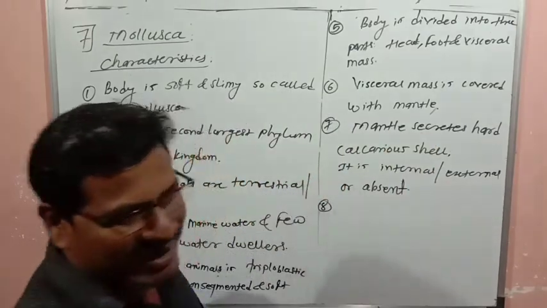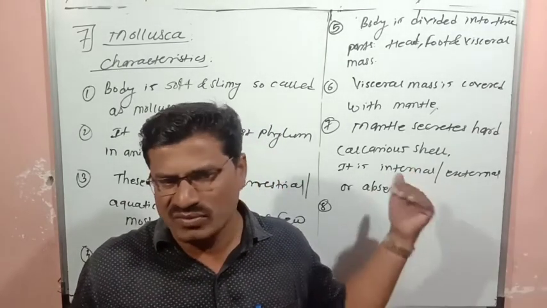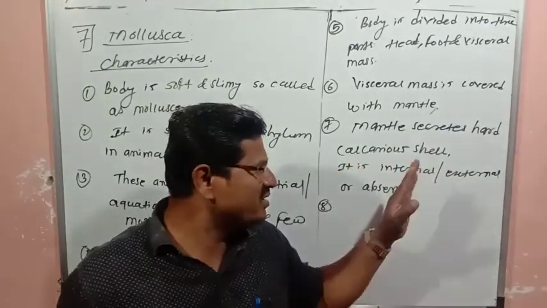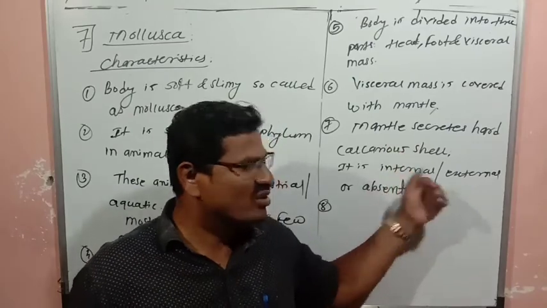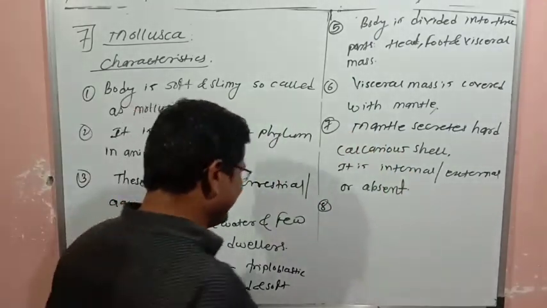Eighth point you can take. The hard shell of the mantle may be external or internal, or it is absent in some animals, and these animals are unisexual.